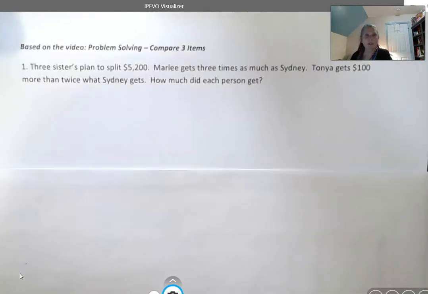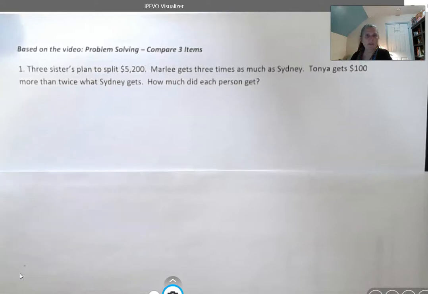So this one says three sisters plan to split $5,200. Marley gets 3 times as much as Sydney, and Tanya gets 100 more than twice what Sydney gets. How much does each person get? So everybody's getting something that's based on Sydney.